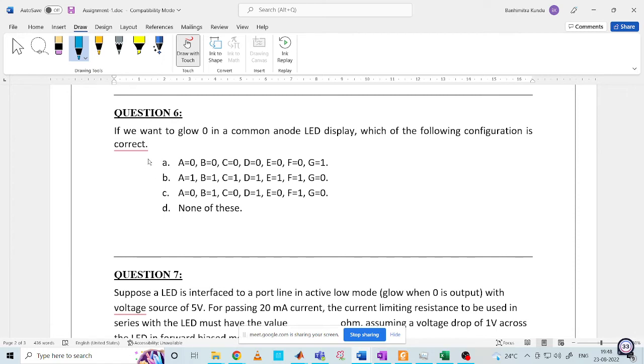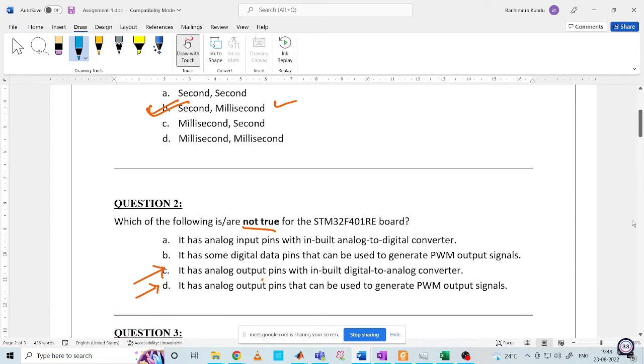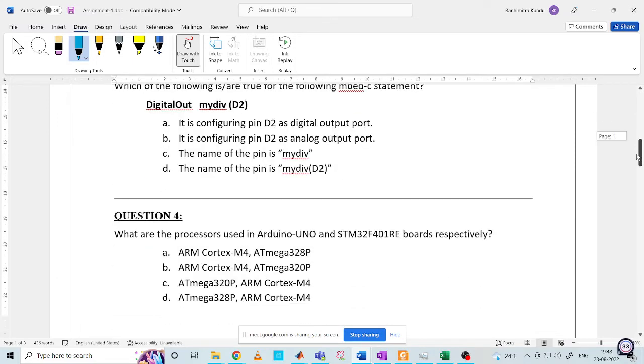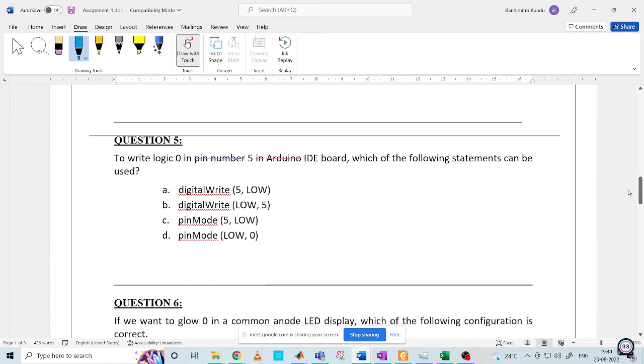Sir, what is the answer of question number 5? Question number 5 is skipped. Someone asked me about question number 5. Wait. Yeah, tell me. Question number 5 is left. Oh, 5 is left, huh? Sorry. Yes, sir. Yeah, tell me.